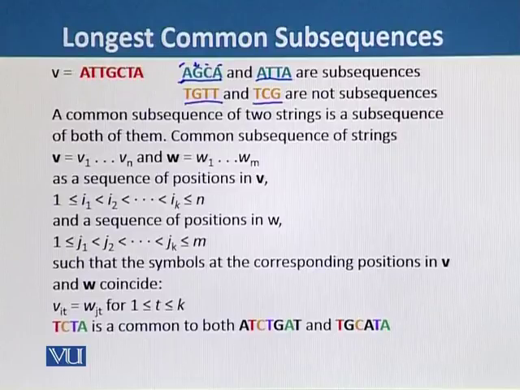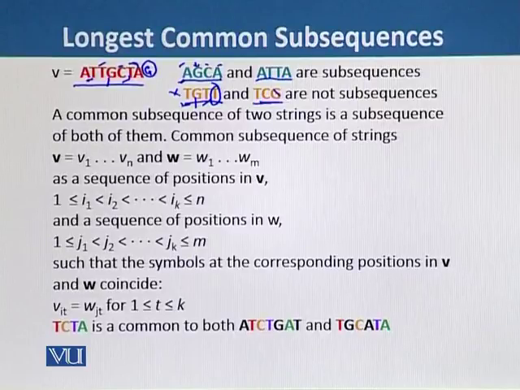We can see here that the first letter is T. Then G is also in order, and T is also in order, but the last T is not present after this T. So this is not a subsequence of the string V. Similarly, for TCG, we select any of the Ts, then C, but after C there is no G. So this is also not a subsequence of this string.